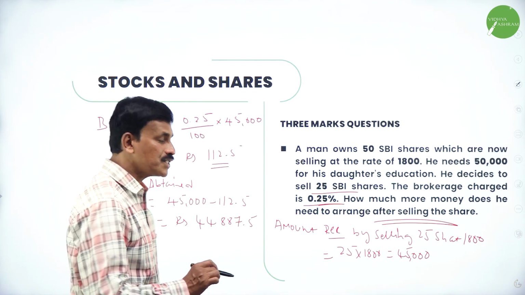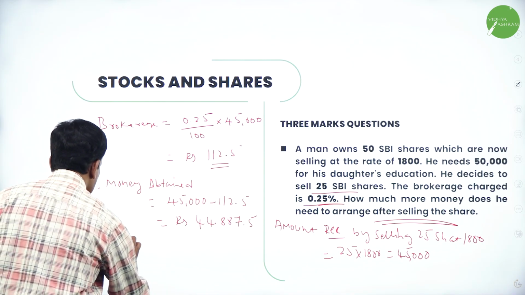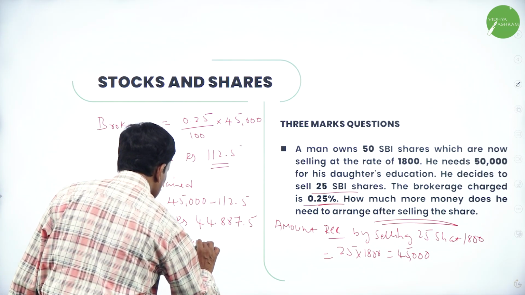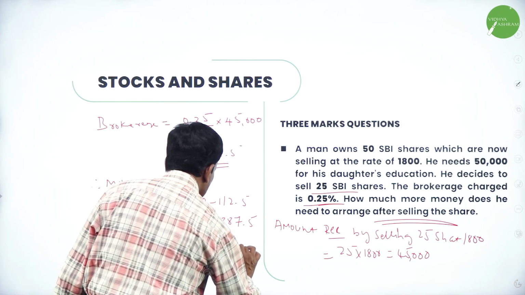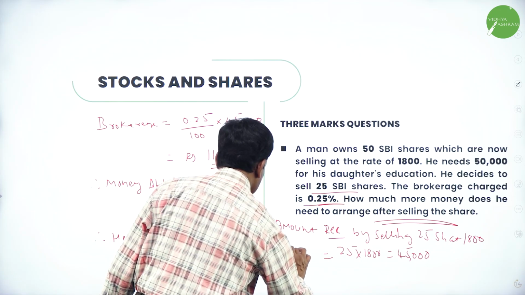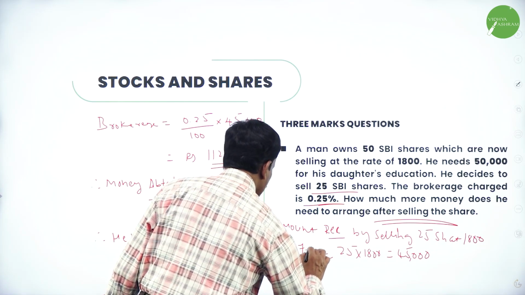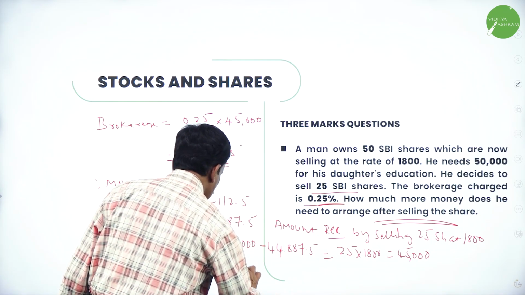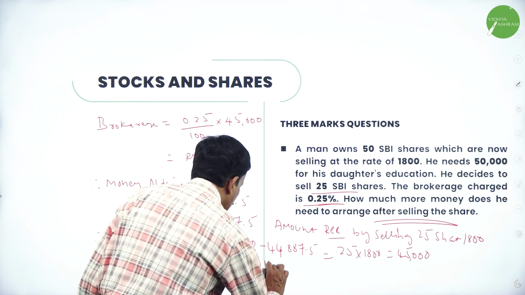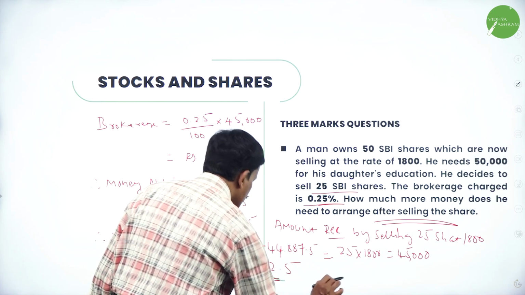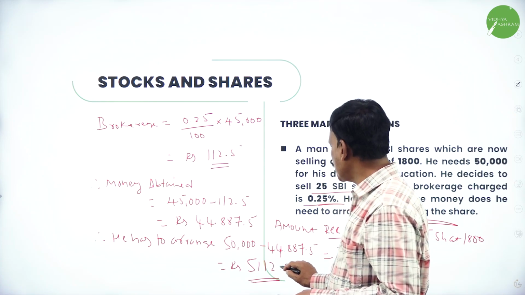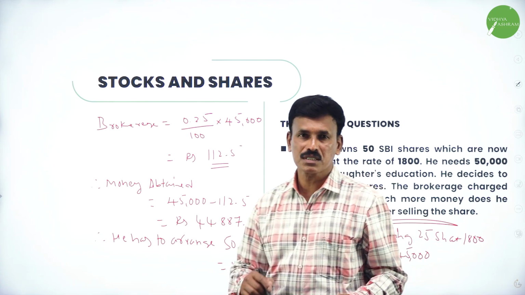So he has to arrange 50,000 minus 44,887.5. What is the difference? That's equal to rupees 5,112.5. That's it. So he has to arrange an amount of 5,112.5 rupees. Hope you followed.